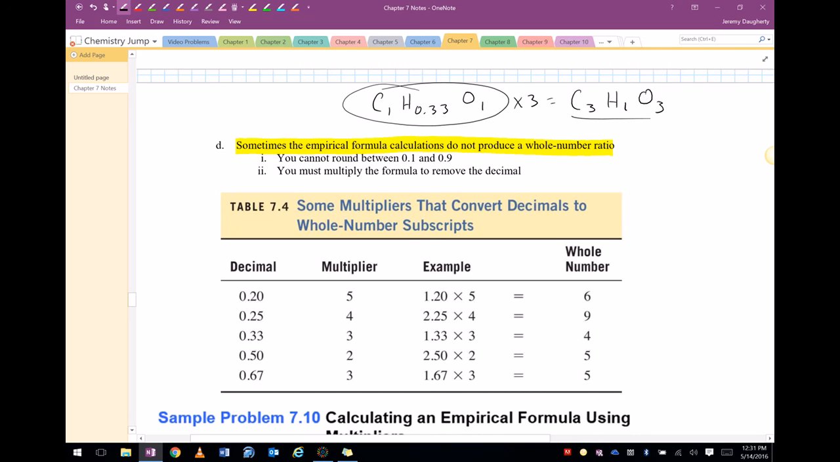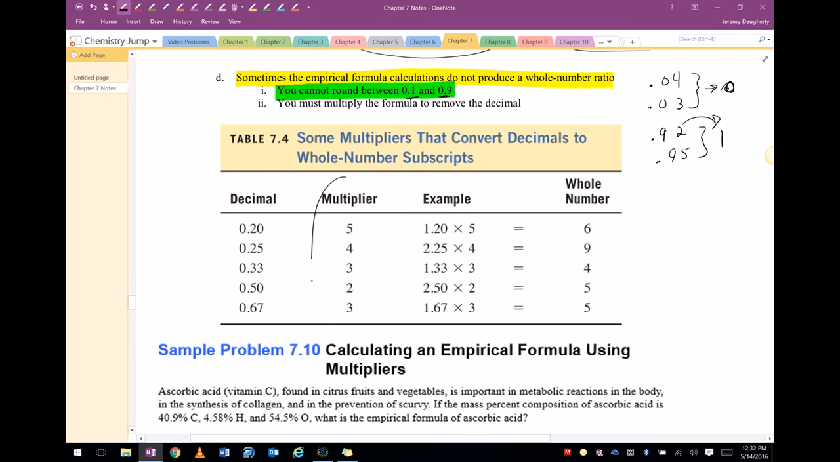Here's the important point. You cannot round between 0.1 and 0.9. If the mole ratio is below 0.1, in other words like 0.04 or 0.03, then you can round those to 0. If the mole ratio is above 0.9, so 0.92, 0.95, something like that, you can round that up to the next number, which in this case would be 1. If it's anything between 0.1 and 0.9, you have to multiply it by something. You'll see an example problem like this on the video problems.